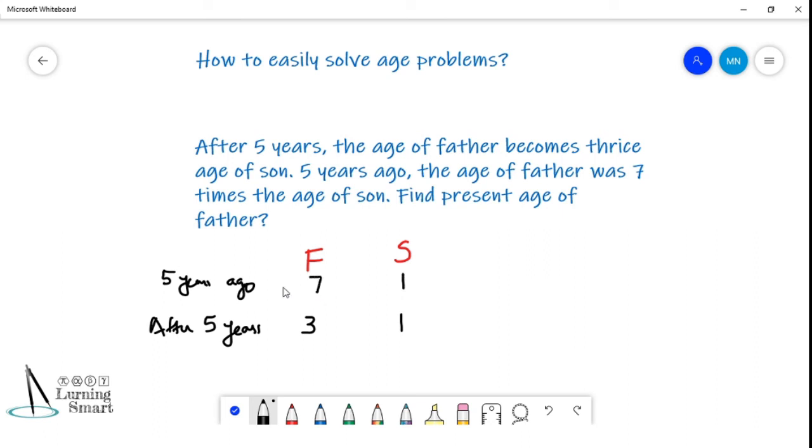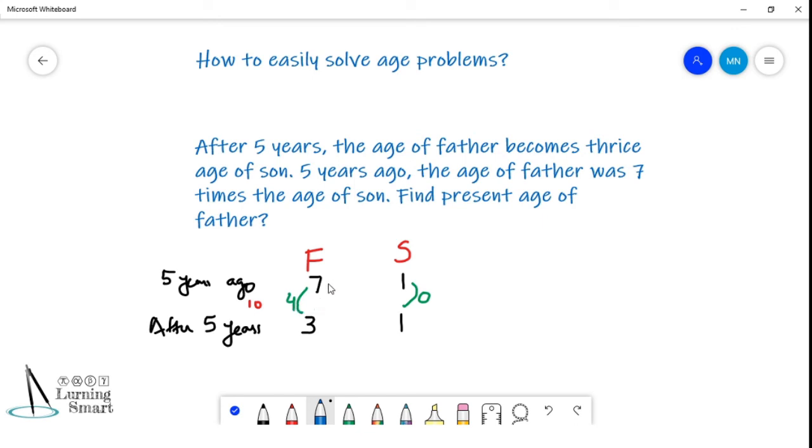Okay, so what is the difference? 5 years ago, and after 5 years. So total 10 years, right? From this to this, the difference should be 10. So take the difference. 1 and 1, 0. 7 and 3, the difference is 4. So the difference is different.